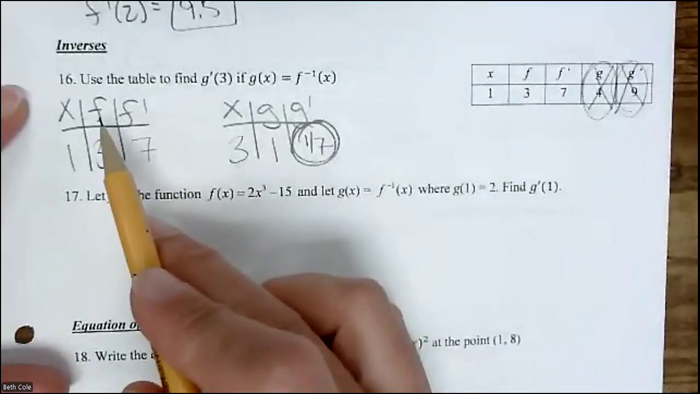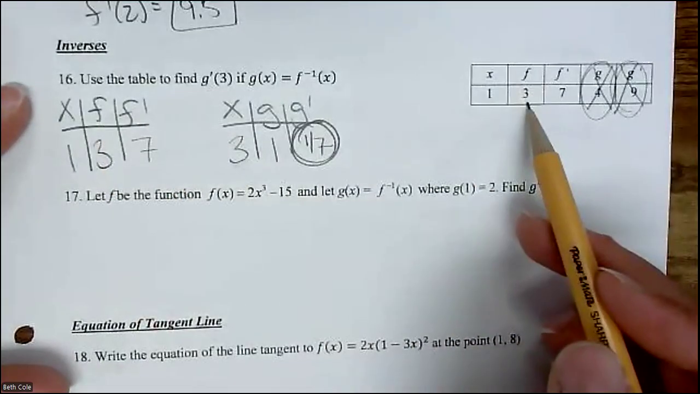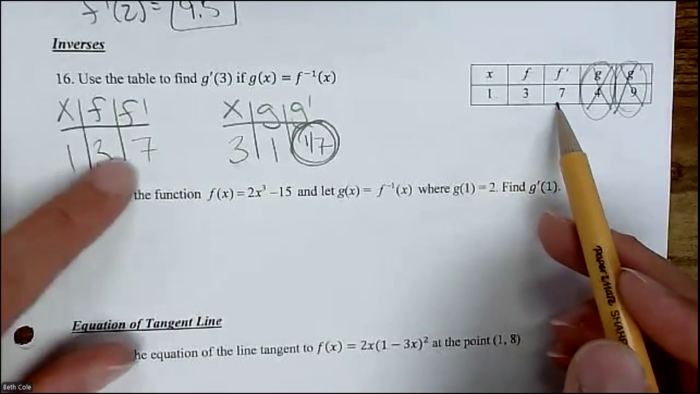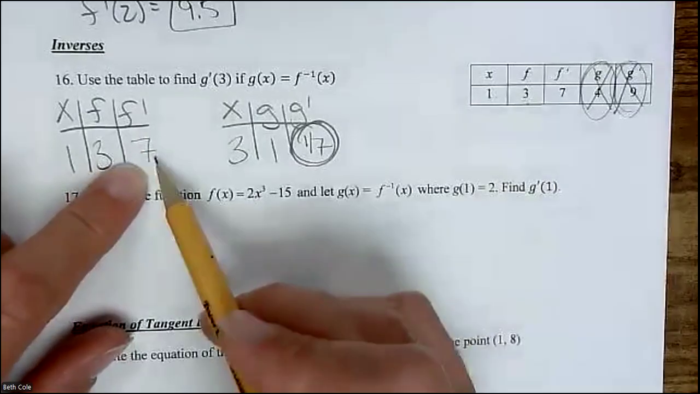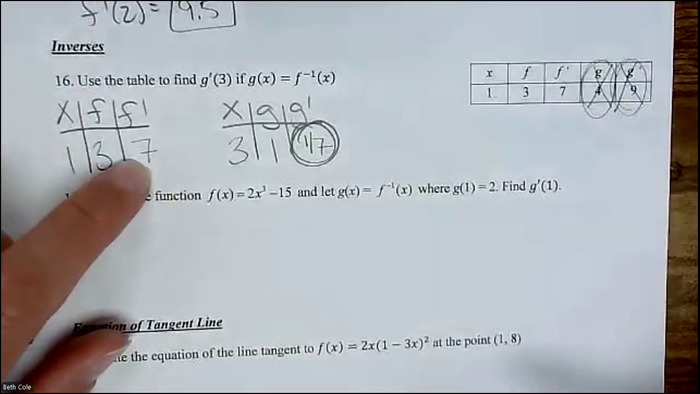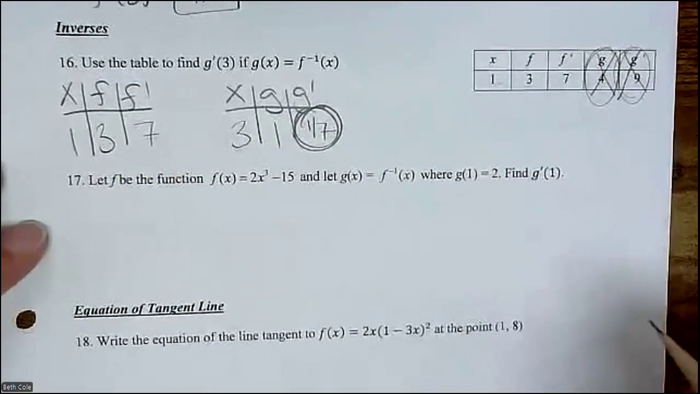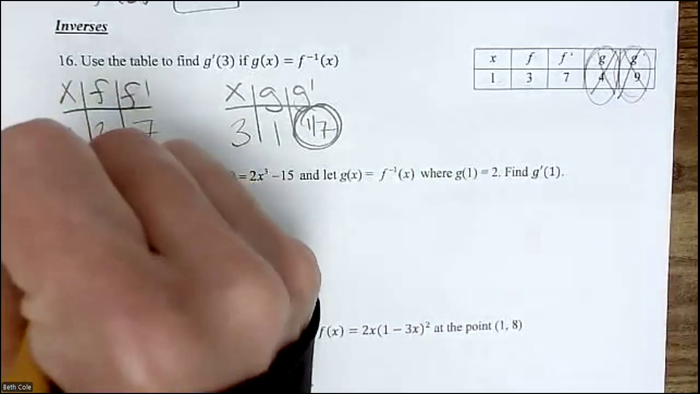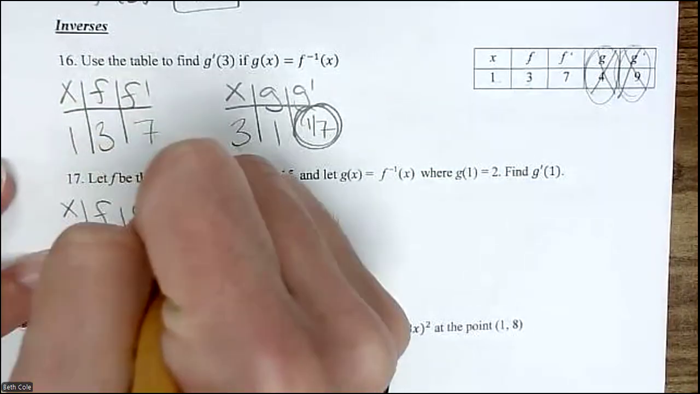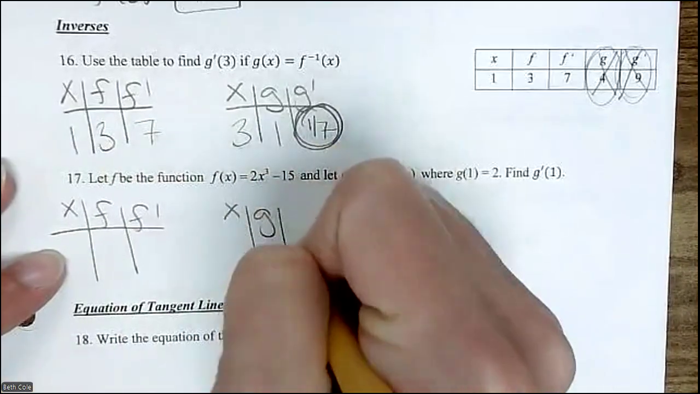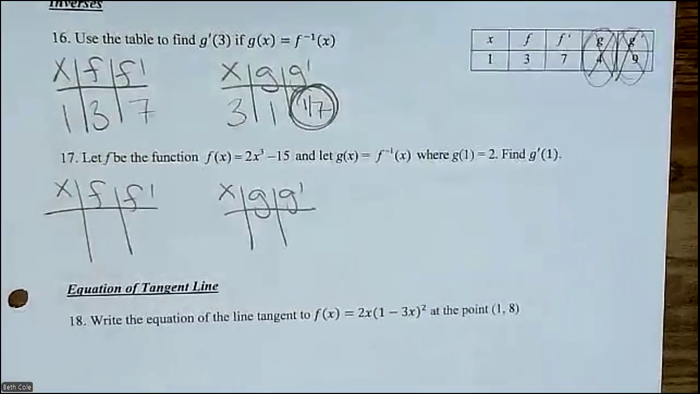Yeah, so on the F column, we found 3. So the input is 1 and the derivative is 7. So I just went and filled those in. And then you just take this number and reciprocate it. And that's your answer. Okay. I'm about ready to do it again. So we're going to make columns for F and G. If you missed that or you were like, hey, I'm not quite good, I'm going to do another one.